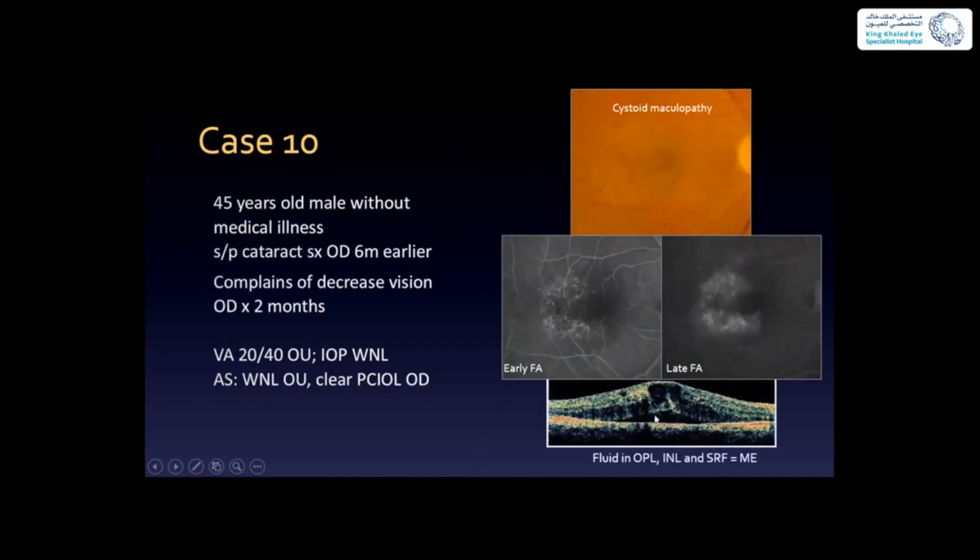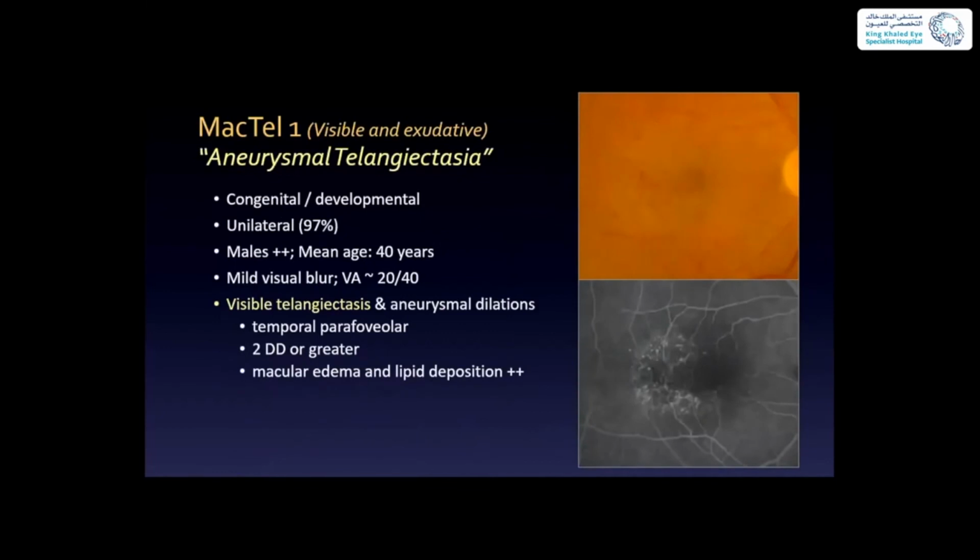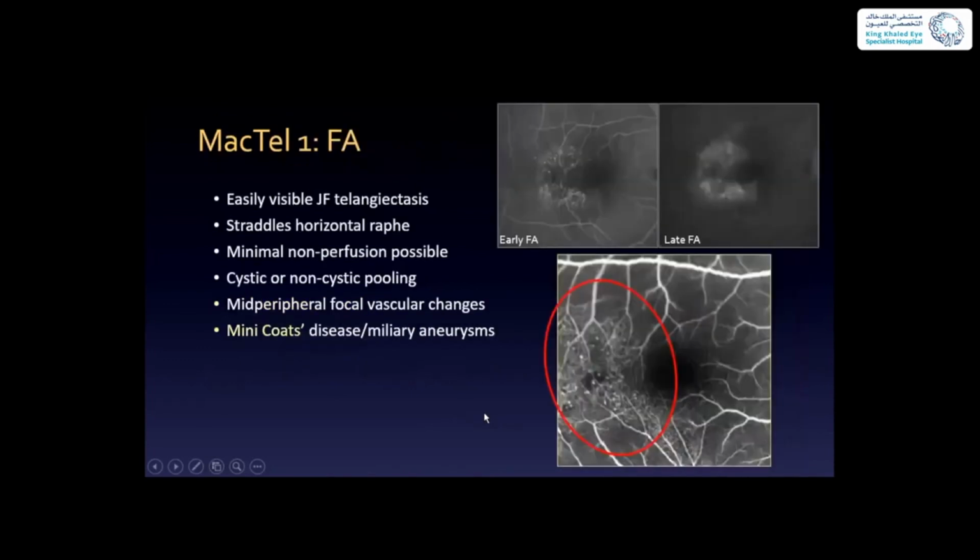And on the OCT, there is definite fluid in the outer plexiform layer. So yes, there is macular edema. There is subretinal fluid and perhaps a little bit of intraretinal cyst. But is this pseudophakic macular edema? Is this a BRVO that can obviously give also features with telangiectasia in the macula? Is this MACTEL2? Well, no, this is aneurysmal telangiectasia, or MACTEL1, which is a congenital or developmental abnormality that affects primarily males, and it's usually unilateral, and is characterized by visible telangiectasia. It's associated with macular edema.